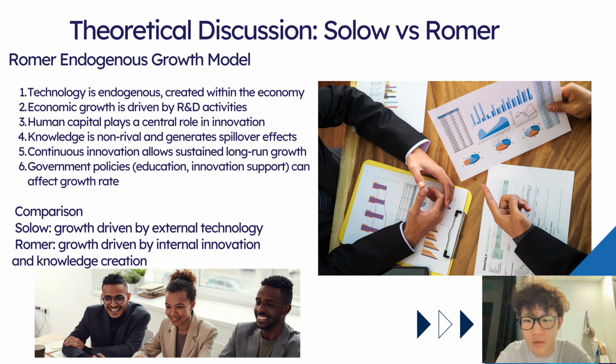Another important point is the role of government policy. In the Romer model, policies that support education, innovation, and R&D can directly affect a country's long-run growth rate. Overall, the Romer model explains long-run growth through innovation and human capital, making it especially useful for understanding differences in economic growth across countries.